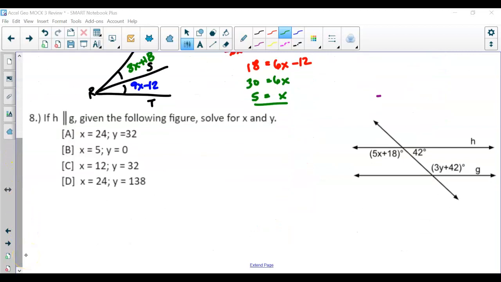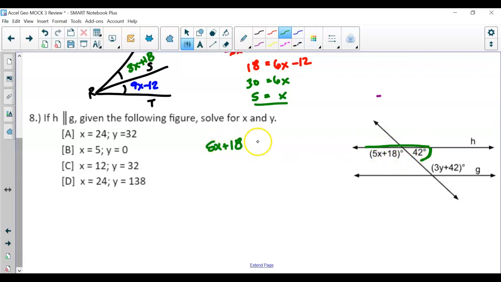So now here with question 8, H and G are parallel according to our statement, and we're solving for x and y. So notice here, well, yes, these two are alternate interior angles, but that doesn't really help us because this has x and this has y. But we are given this angle here, right, of 42 degrees. So if these are a linear pair with our x, that means they're supplementary. They add up to 180.